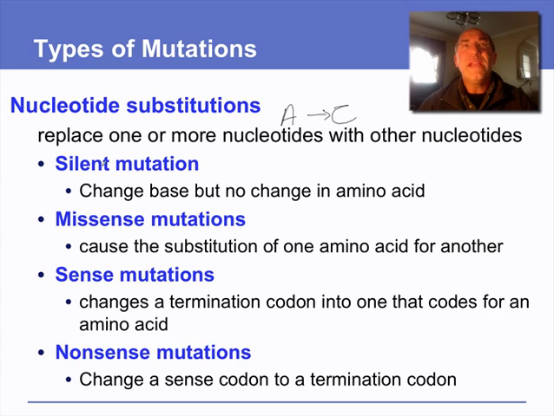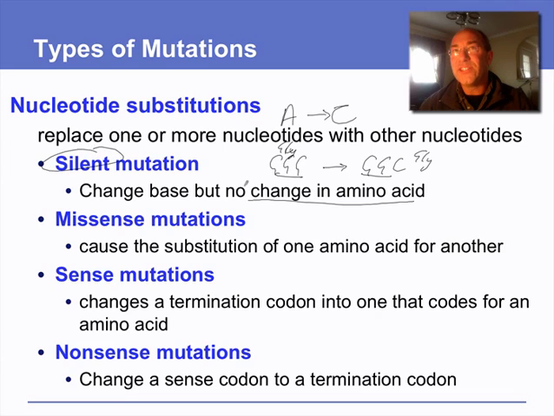Now, if this change is silent, what that means is there's no change in amino acid. This could be, shall we say, if we change GGG to say GGC, that's one codon changing to another codon just by changing this one nucleotide substitution right here. We know that both of these codons code for glycine. And so because there's no change in amino acid, it's called a silent mutation.